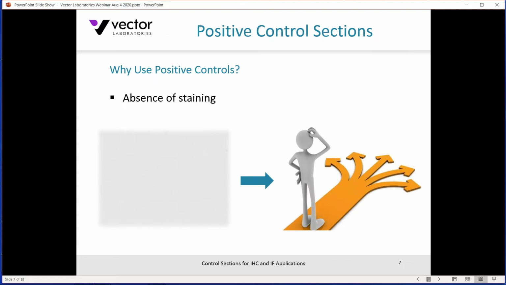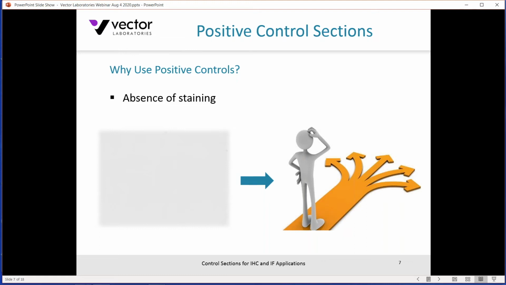Another key reason for running a positive control is in the circumstance where you may obtain no staining, or complete absence of staining. As I've shown here, you might end up scratching your head saying, gee whiz, what's gone wrong? Indeed, I've fielded inquiries like this from investigators saying, I've had some great staining the last couple of months, everything's been going great. And this last week, I've got nothing, not even background staining, no trace staining.